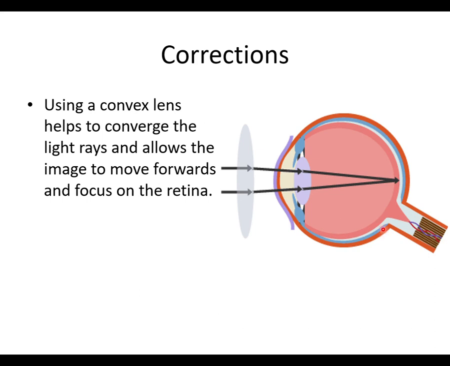Well, we use convex lenses. So convex lenses are these ones that curve outside in both ways. And what happens is they converge the light. So they force the light to come together and move that point of focus from back here to here. So now it's focused on the right place, on the retina. Okay? So you should have a table to fill in to explain what's going on there.